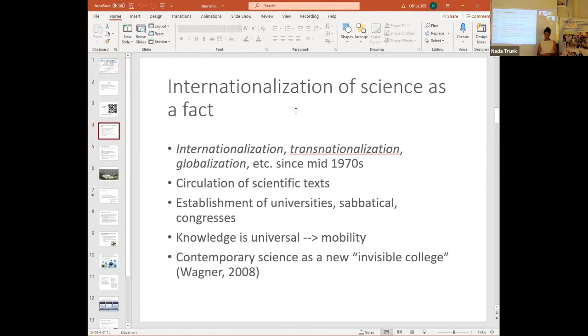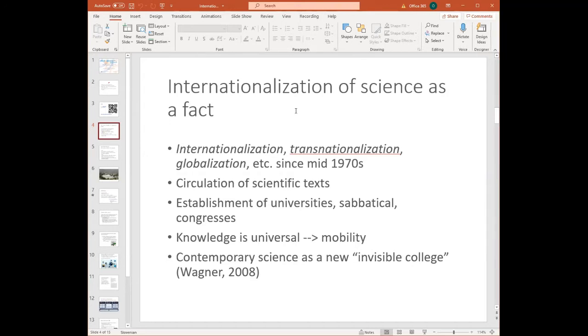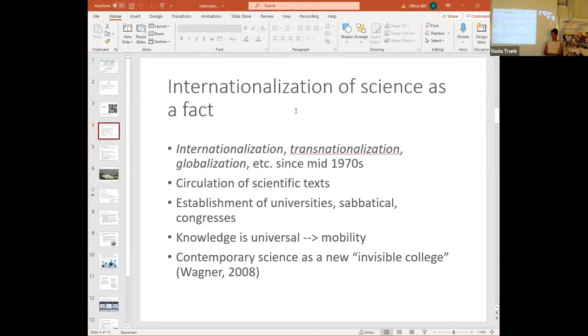So much so that Caroline Wagner, a researcher of international scientific collaborations, speaks of contemporary science as the new invisible college. The thesis is that we continue to have very nationally rooted institutions. I'm sure all of your countries have a research center. I think someone is from Lebanon: we have CNRS in France, we have CNR in Lebanon.